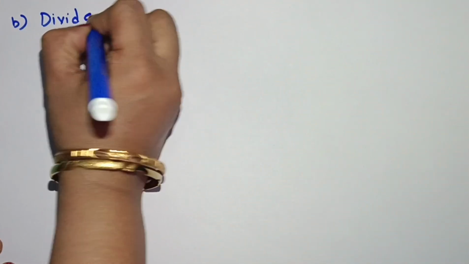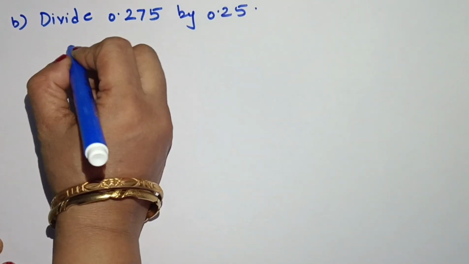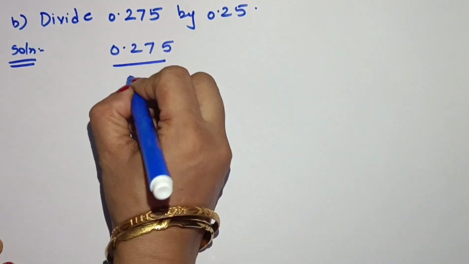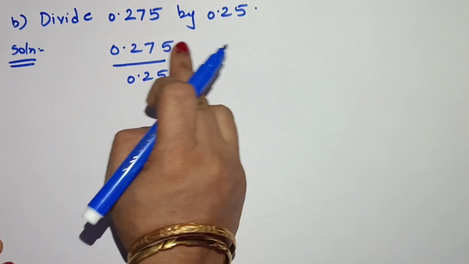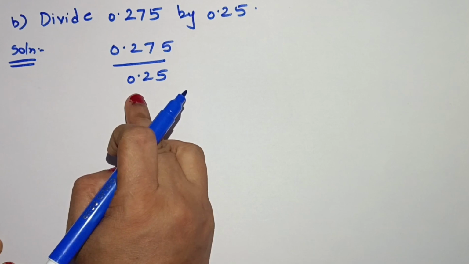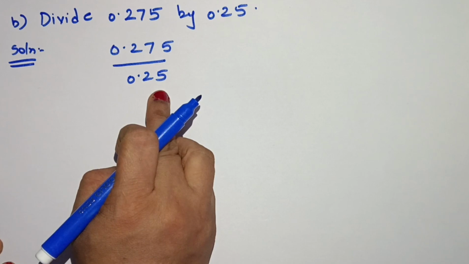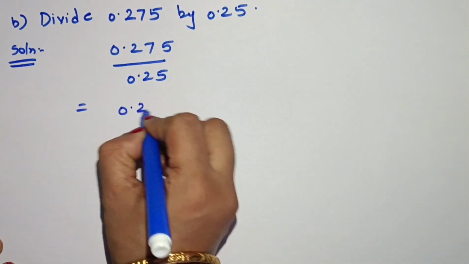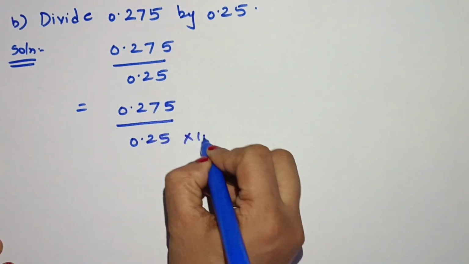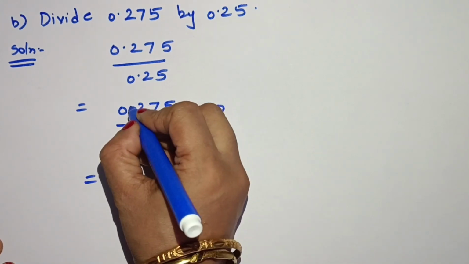Divide 0.275 by 0.25. So solution, very important sum. 0.275 is the dividend and 0.25 is the divisor. Now move the decimal point 2 places. How many places? 2 places to the right in the divisor to make it a whole number. And same procedure you have to follow in the dividend also. 0.25 into 100 into 100.